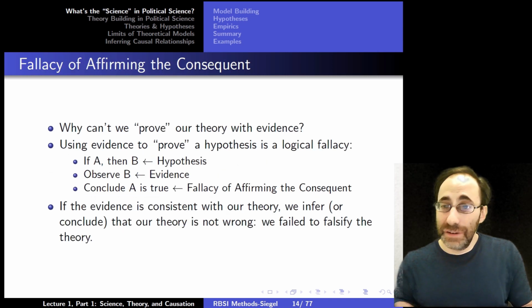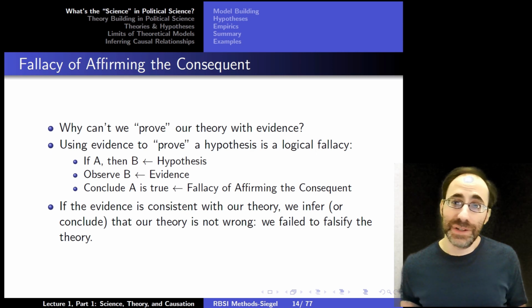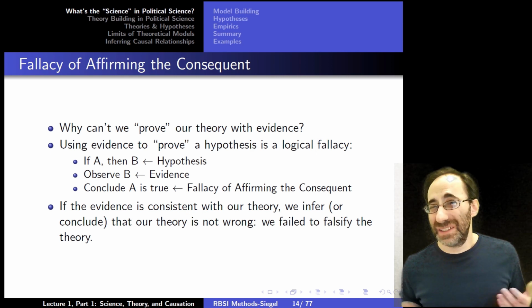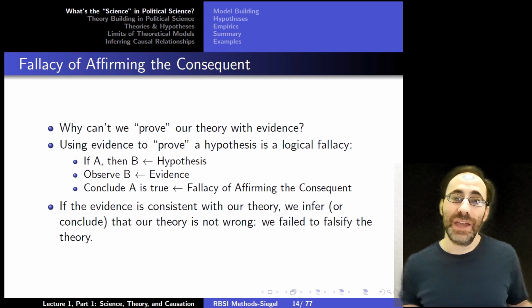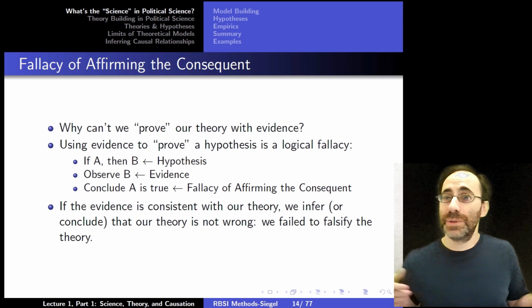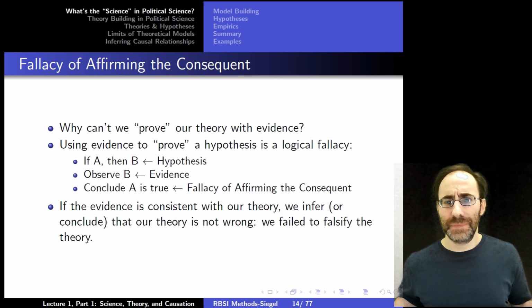And again, none of this involves proof. We can't prove our theory with the evidence. Why not? Because it's logically impossible. So let's say our hypothesis is that A causes B, and we go and observe B. That's our evidence. Can we then say, oh, clearly A caused B?